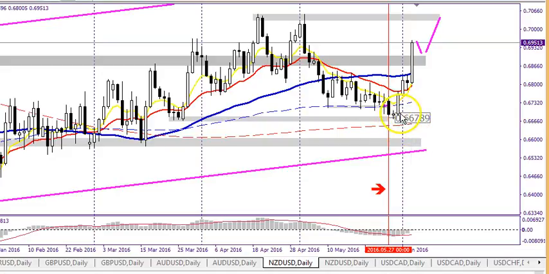But again, this would have resulted in a loss, and there's no real trade opportunity there. Now we get to the next pair.